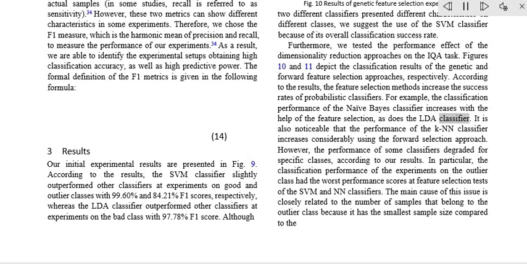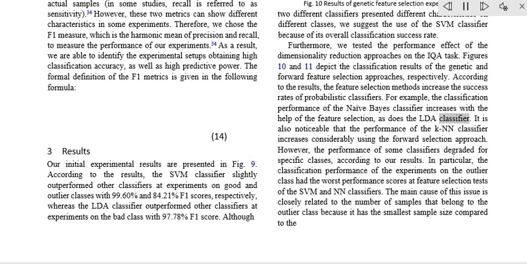In particular, the classification performance of the experiments on the outlier class had the worst performance scores at feature selection tests of the SVM and NN classifiers. The main cause of this issue is closely related to the number of samples that belong to the outlier class, because it has the smallest sample size compared to other quality classes. Figure 11: results of forward selection experiments. Reducing the dimension might remove information, which is crucial for outlier detection.